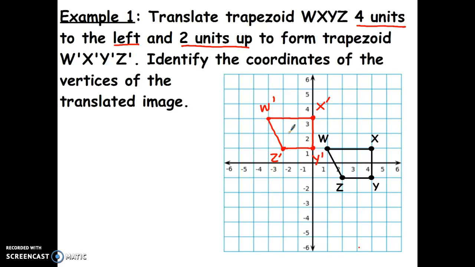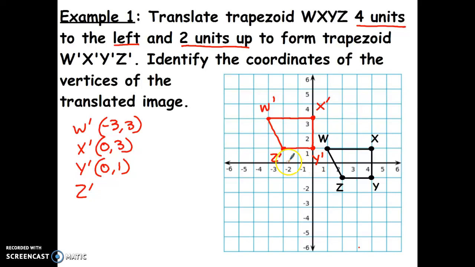So now we have to identify the coordinates of the translated image. So W prime, X prime, Y prime, Z prime. The ordered pair for W prime is -3, 3. X prime is 0, 3. Y prime is 0, 1. And Z prime is -2, 1.